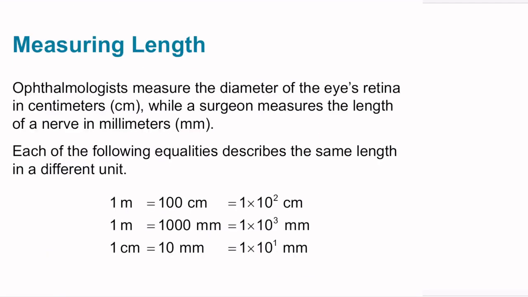Again, these prefixes are used to keep the numbers to a more tangible, reasonable value. For example, ophthalmologists measure the diameter of an eye's retina in centimeters, while a surgeon measures the length of a nerve in millimeters. Each of the following equalities describes the same length, but in a different unit. 1 meter is 100 centimeters, or 1,000 millimeters, and 1 centimeter is 10 millimeters.